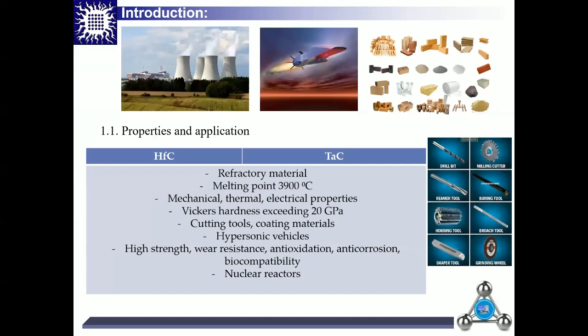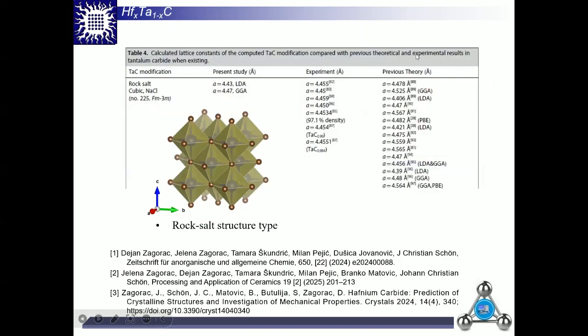Just for introduction, hafnium carbide and tantalum carbide are refractory materials. They have a very high melting point, about 3,900 degrees Celsius. They have very nice mechanical and thermal properties, and a very high Vickers hardness exceeding 20 gigapascals, so they can be used as cutting tools. They can also be used for hypersonic materials, nuclear plants, and so on.